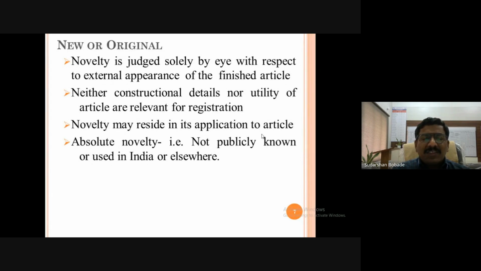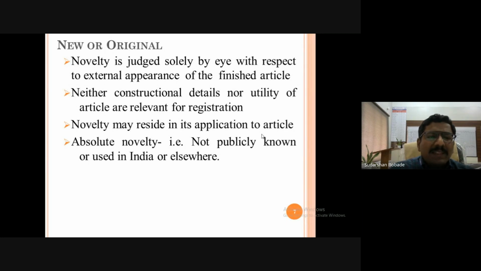So as the judgment is solely based upon the external appearance, my dear friends, it's our duty to look towards the only appearance in case of the design. We should not be worried about the manufacturing process, or the procedure or methodology associated with that particular utilization of the object. We should not be worried about it.